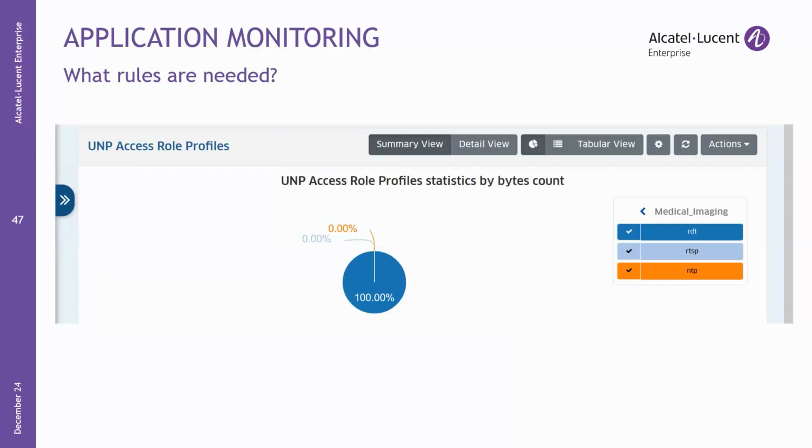We can enable application enforcement and yet not enforce any application-based policy. Doing that, combined with user authentication and role-based access, will allow us to see these application monitoring statistics broken down by role. In this example, we see a medical imaging device and we see that it uses certain flows such as RDT, RTSP, and NTP. So we know that when we create security policies for this type of device, we will need to include these flows.